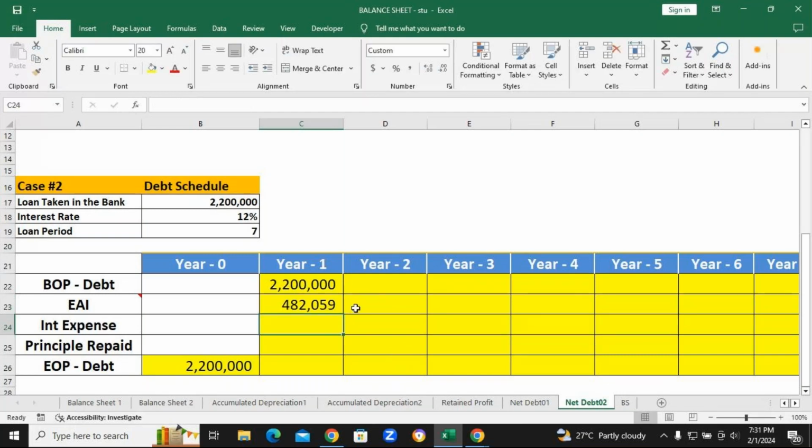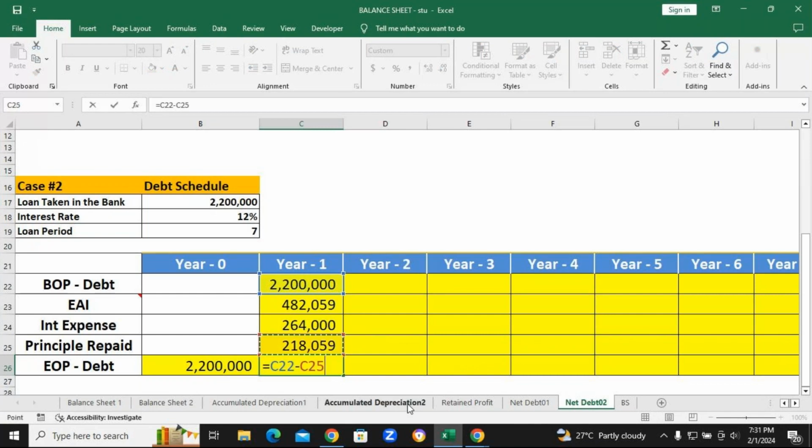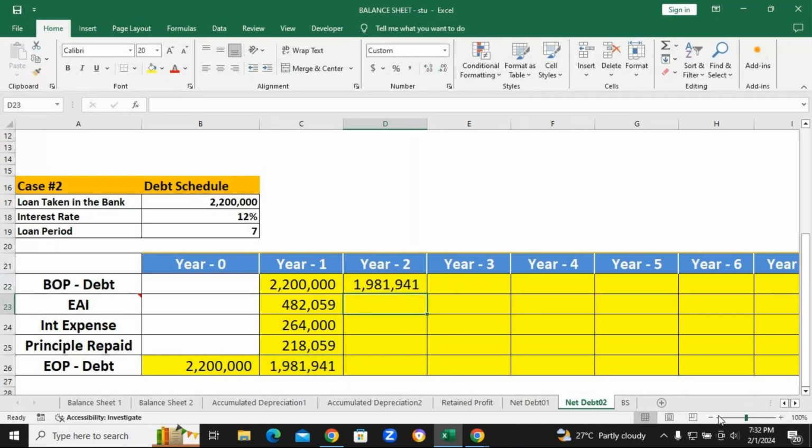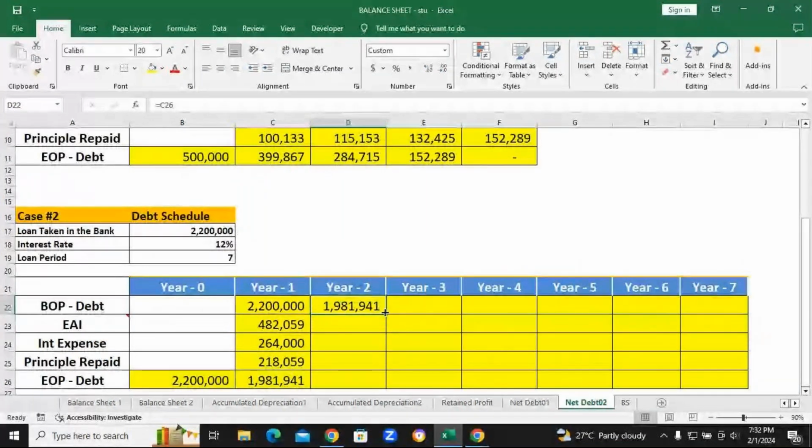Interest expenses will be the loan amount into 12%. Principal repaid is EAI minus interest expenses. So end of period is 22 lakh minus principal repaid. Again I'll come here to year 2. For the end of the period, the first year's debt amount will be taken here. So I'll come here and drag the value.